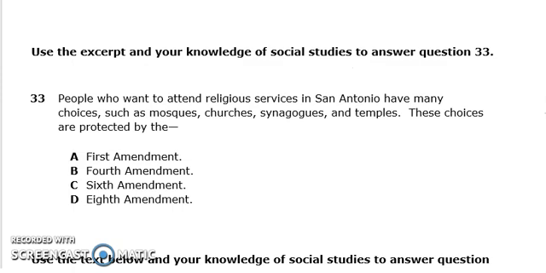Number 33. People who want to attend religious services in San Antonio have many choices, such as mosques, churches, synagogues, and temples. These choices are protected by the A. First Amendment, B. 4th Amendment, C. 6th Amendment, D. 8th Amendment.